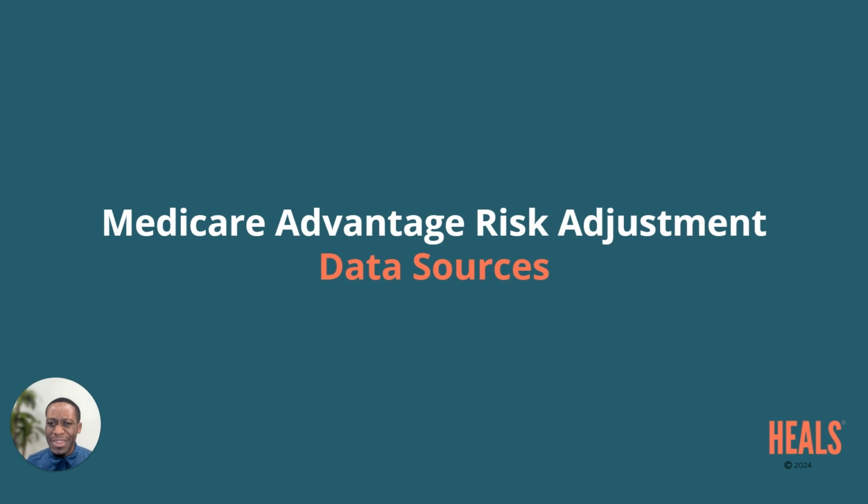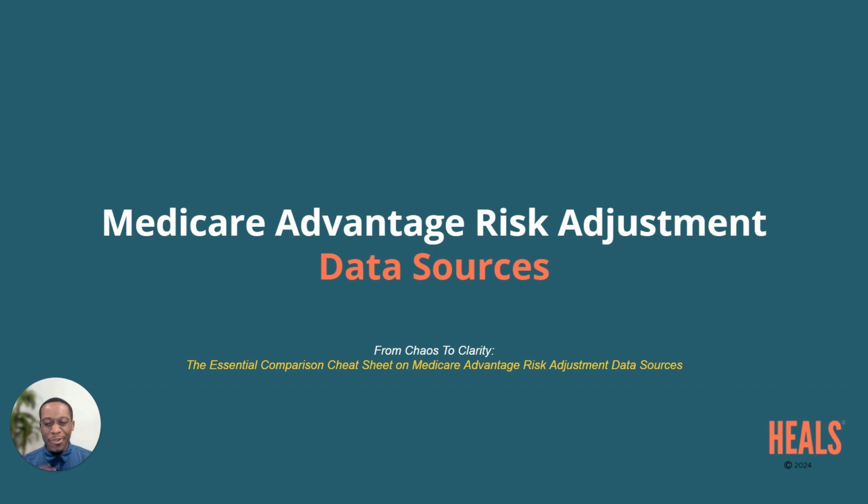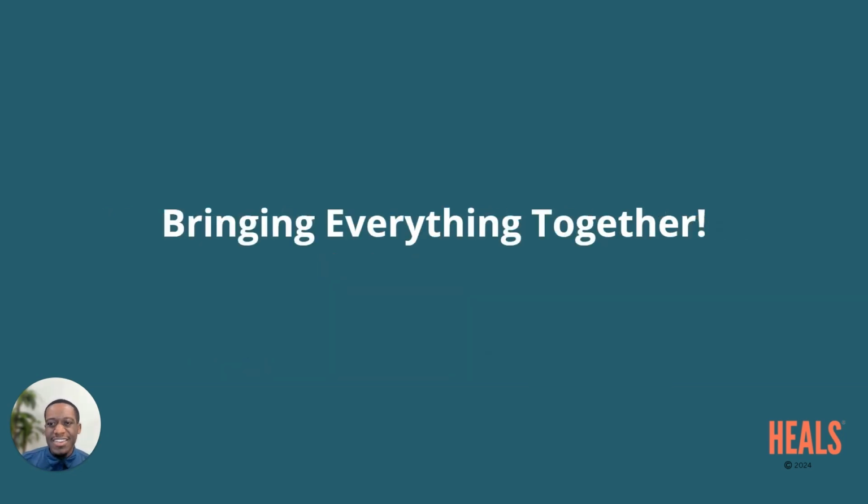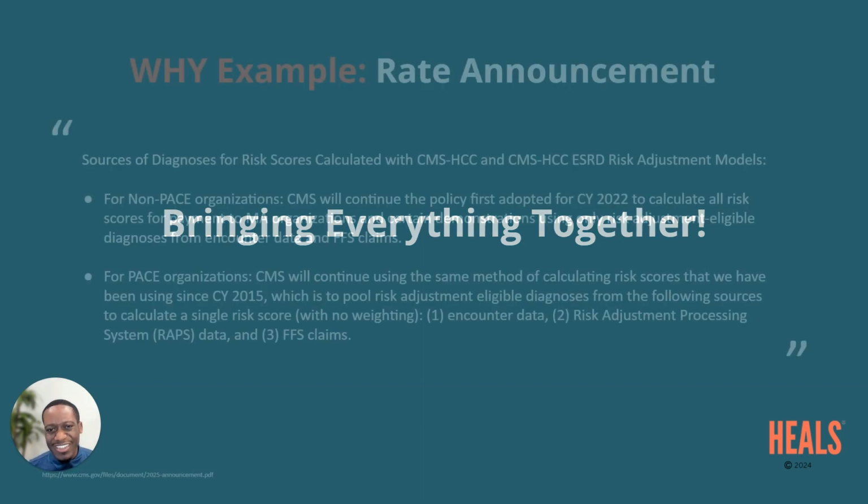This month, we've been going through the Medicare Advantage Risk Adjustment data sources, and our corresponding cheat sheet as our signature gift, which is From Chaos to Clarity, the essential comparison cheat sheet on Medicare Advantage Risk Adjustment data sources. And today we'll take some time as we bring everything together to go through this and help you understand what the table has and how you can better understand it for your use cases. We started with the fee-for-service data, and we are finishing with everything together.